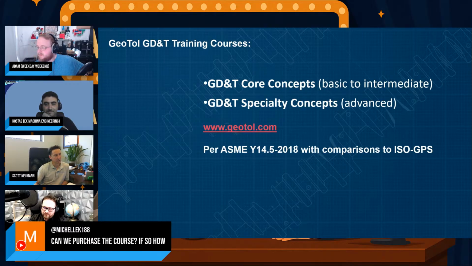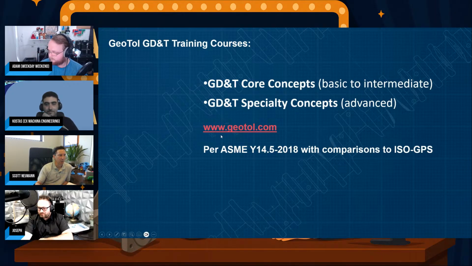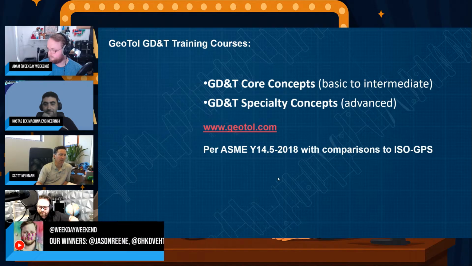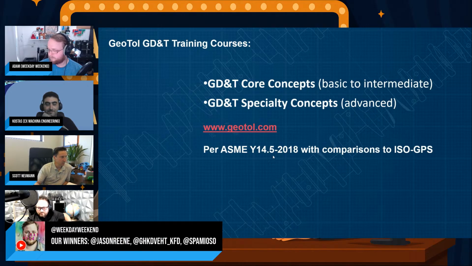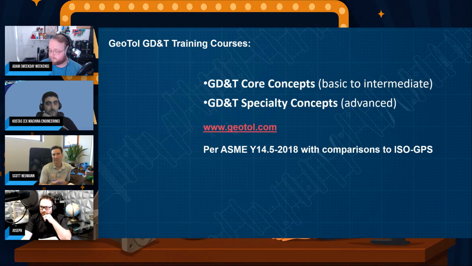The GD&T core concepts is the more basic, starting, intermediate course, and then the specialty concepts would be all the weird stuff, like composite positions, definitely more of a specialty concept. But it's on our website at geotol.com. It's written to ASME Y14.5, but we also have some comparison sections to ISO GPS. ISO and ASME are so similar to each other that you can use the same concepts, teach the same thing, and then just show you a few little differences between them.